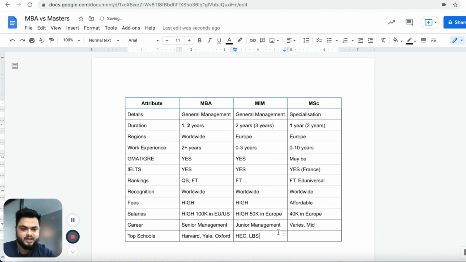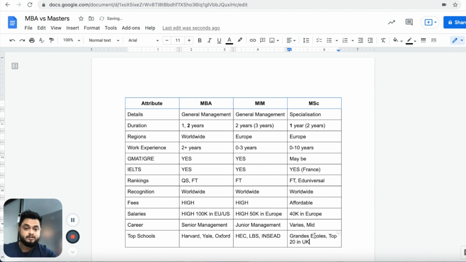So the top schools would be HEC, LBS. I would mention INSEAD as well, because INSEAD recently launched their MIM program a couple of years ago. MScs, well, I would mention Grandes Écoles in France and the top 20 in the UK. These are going to be the most preferred choices for Indian students. But again, I have only mentioned references, and there are many other colleges in many countries that offer these programs.